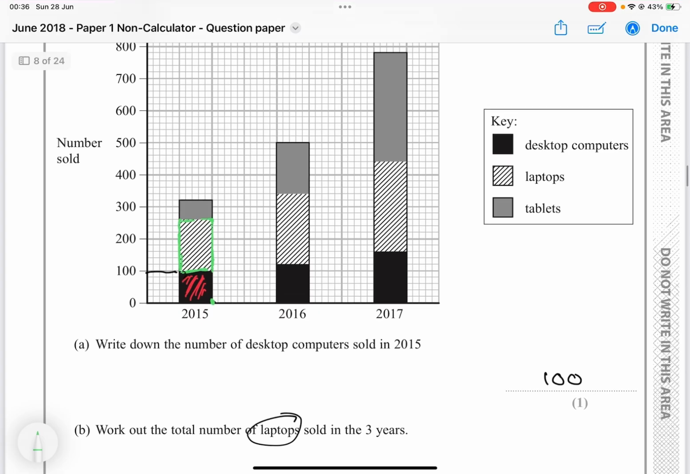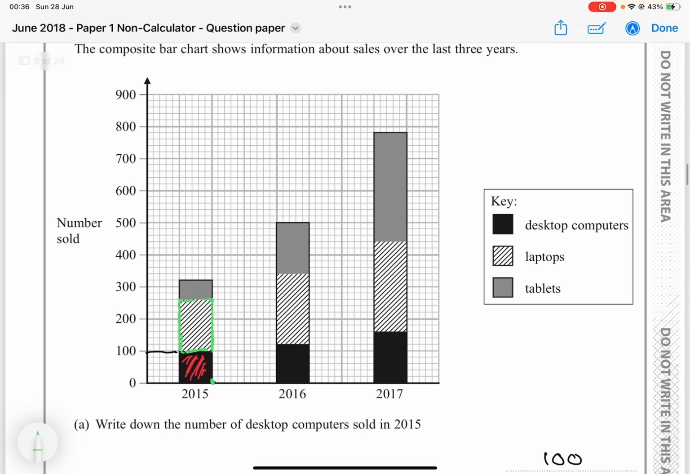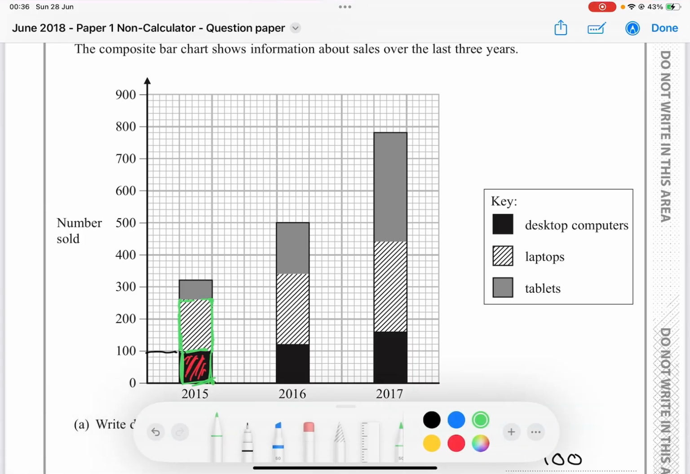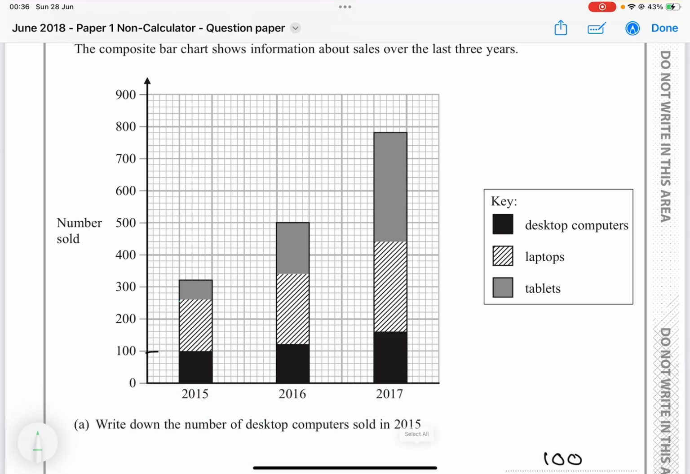But a lot of students actually mistake this, and they think that it will be all of this bar over here. So all of this, including that black bit, which is desktop computers, which is just completely wrong. And I've seen this a lot of times. So you need to ensure that you are just focusing on this bit over here and working out what this number is, okay? Similarly, for 2016, you're just focusing on the bar over here, and for 2017 you're just focusing on the bar over here. So we can work out these numbers over here now.